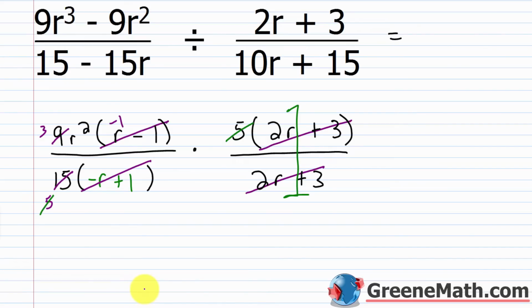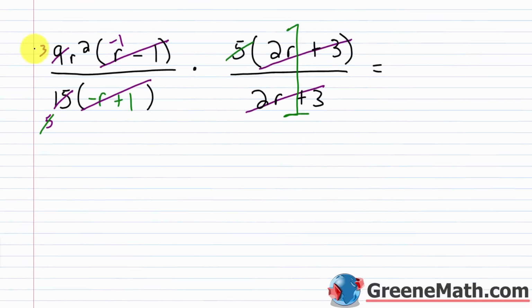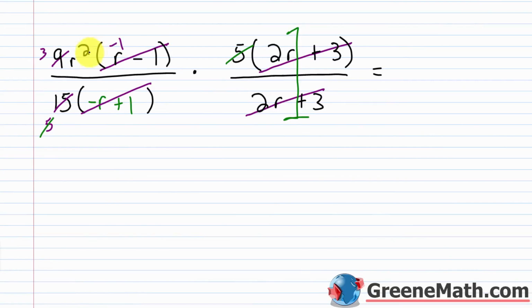All right, so now we're going to continue. And so 3 times negative 1 is negative 3, times r squared would be negative 3r squared. And that's all you're going to have. This is completely canceled, and then this is canceled down here. So I just have a negative 3r squared.